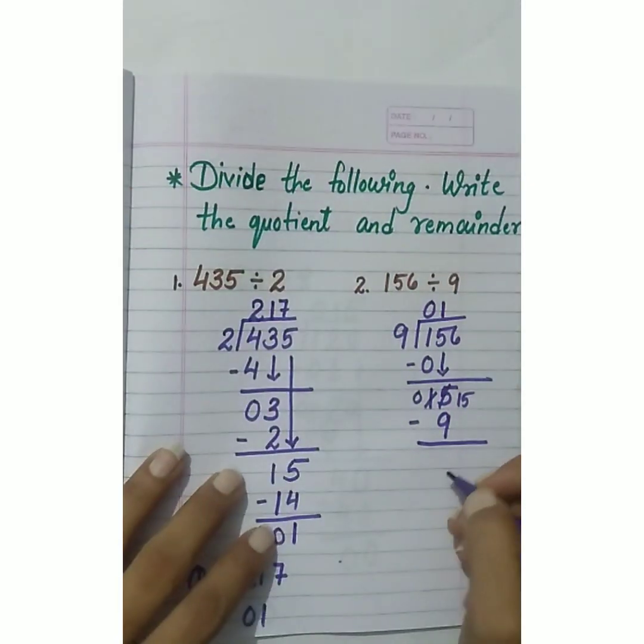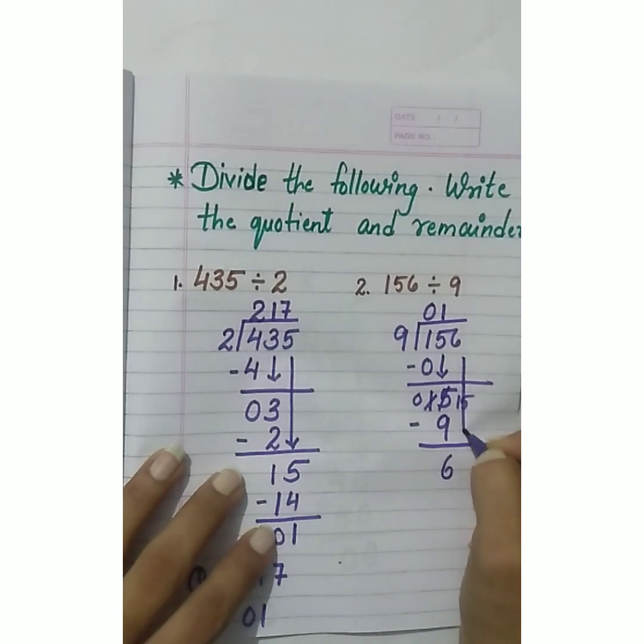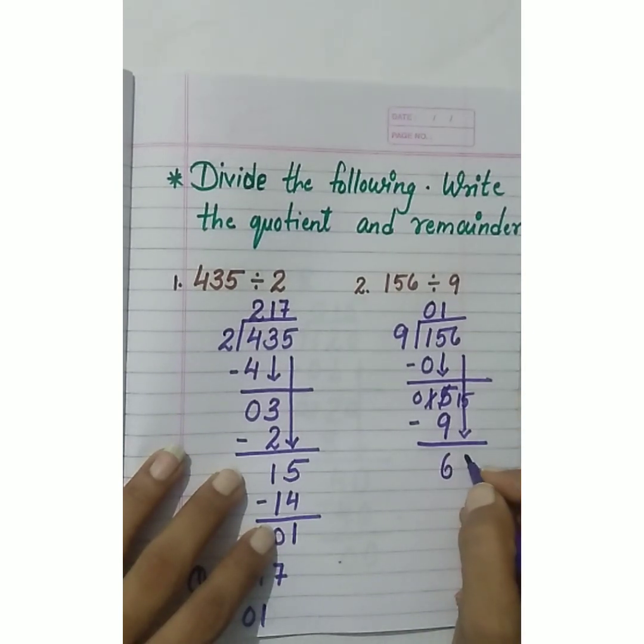So 15 minus 9 gives 6. Now we will take this 6 over here. So what will come over here? What are we going to write? 6. So it will become 66. Now 9. Yes, now we will say the table of 9.